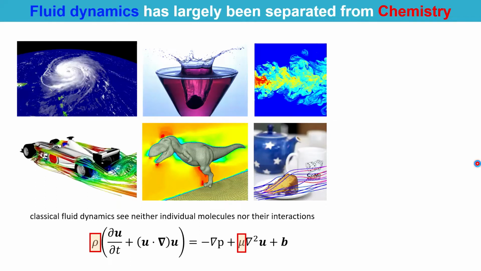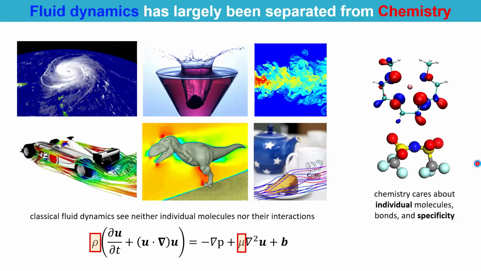This is in sharp contrast to chemistry. In chemistry, a lot of times we are very interested in molecules, right? How atoms are bonded to each other, and, say, if we have a lithium ion that is chelated by a very complicated molecule like this, how their electron clouds will interact. So one key aspect of chemistry is that we often look at individual molecules, their bonding, their interactions, and we care about specificity.